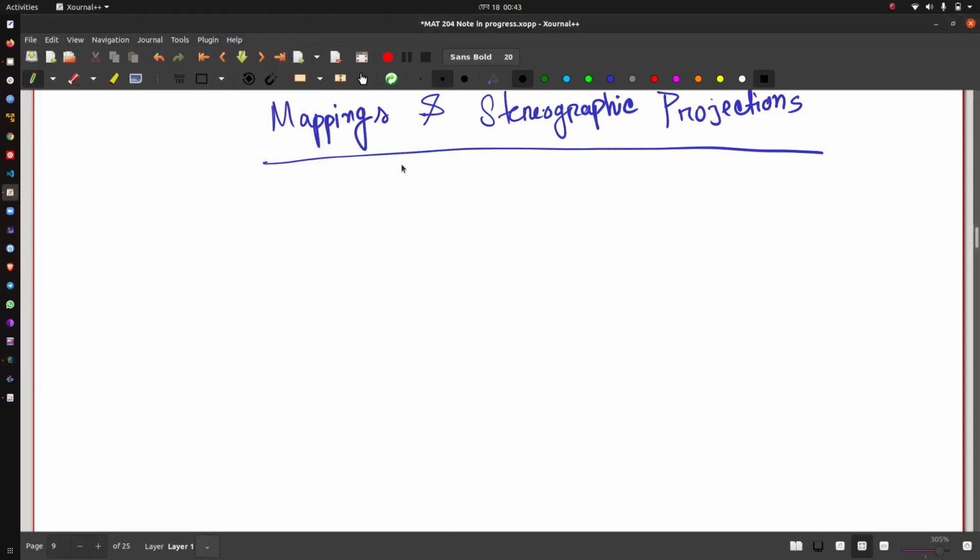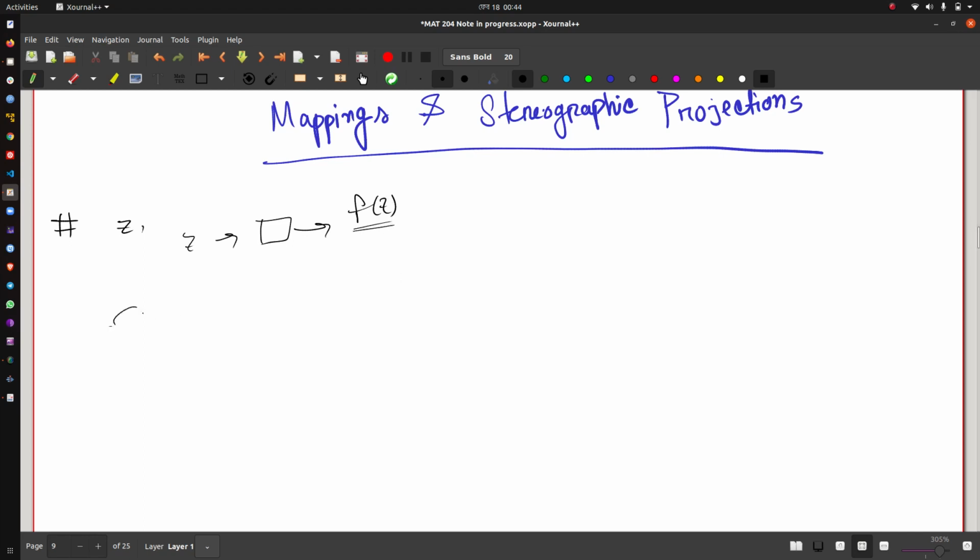So in this lecture we are going to discuss mappings and stereographic projection. In our last lecture we learned about functions of a complex variable. Let's say you have some complex variable z, or a complex number z, and you can assign this z to some machine that spits out some f of z, right? So this is our function of a complex variable, and this is in fact, in a sense, called a mapping.